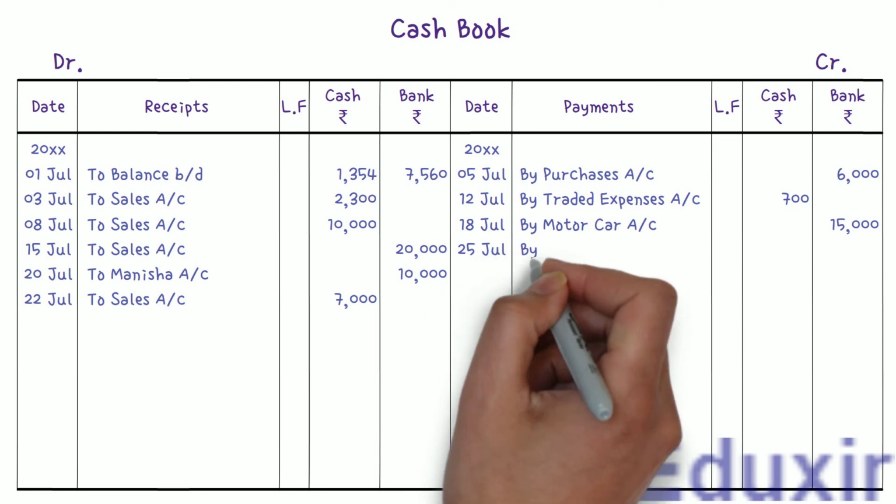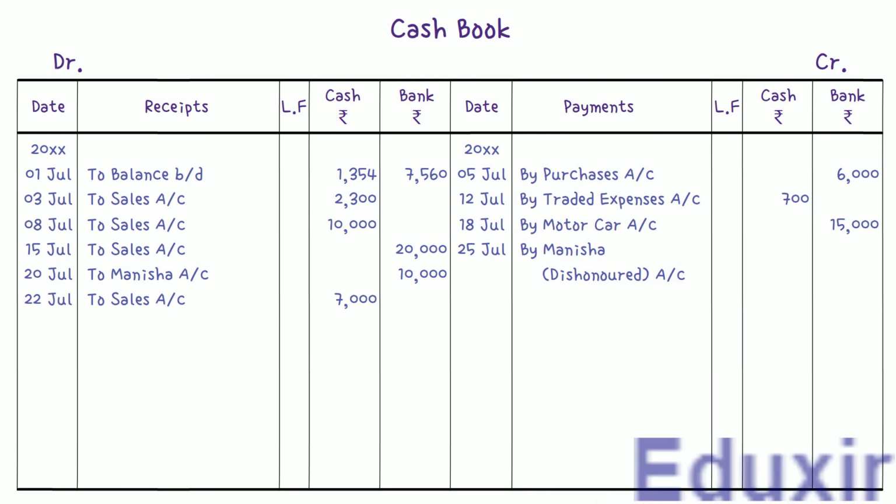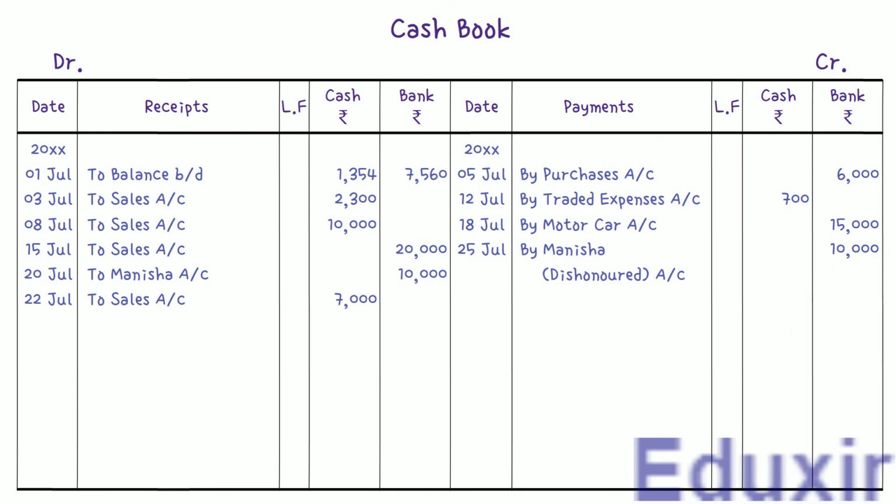Let us then record Manisha account into the payments column of the cash book. Sometimes businesses will maintain a separate dishonoured account to record the dishonoured checks. Let us then record the credit amount of 10,000 rupees into the bank column. With that, we have completed the posting of this transaction into the cash book. Let us now take up the next transaction.